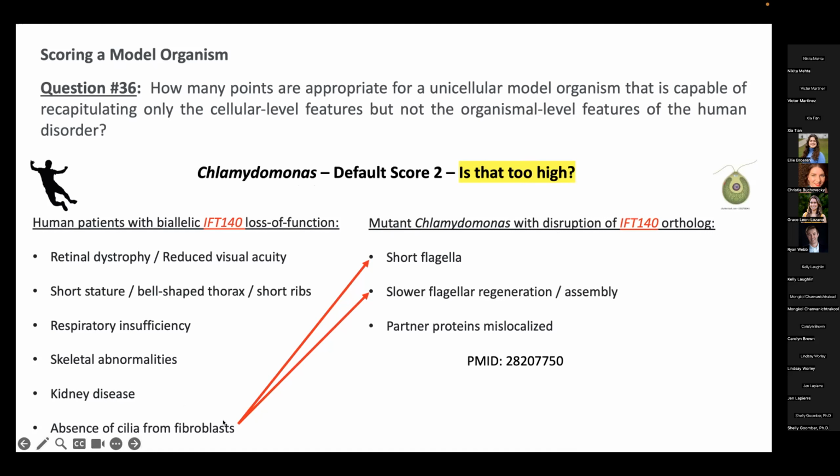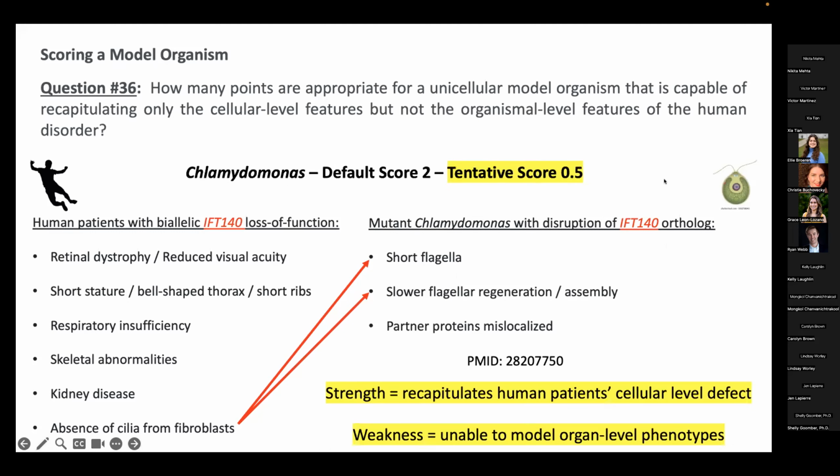On the other hand, it could replicate some things at the cellular level. We know the cellular defect in these humans is that their cilia are absent or defective. So what we do see as a match in the algae are cellular-level defects like that. This is just an example: this is a model that received a half a point instead of the 2 default points.